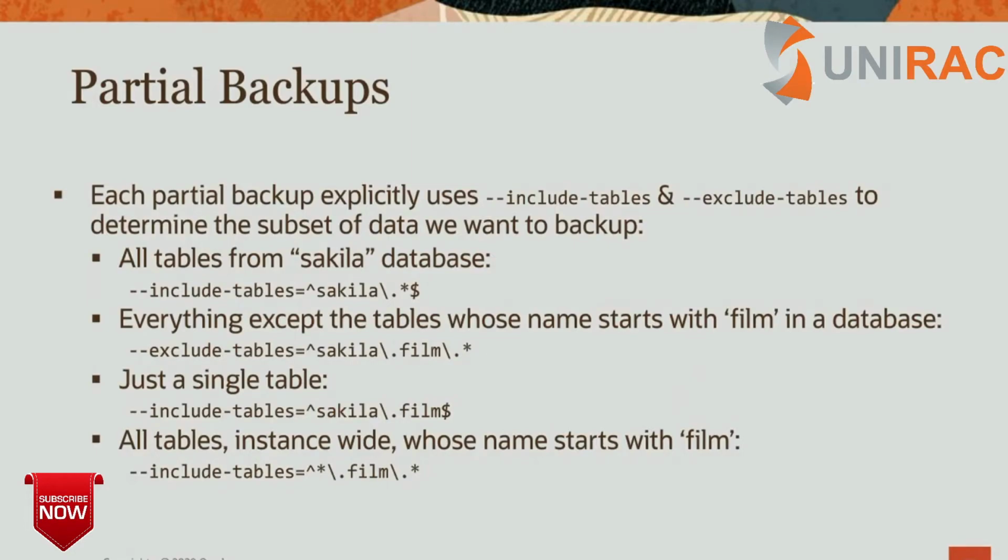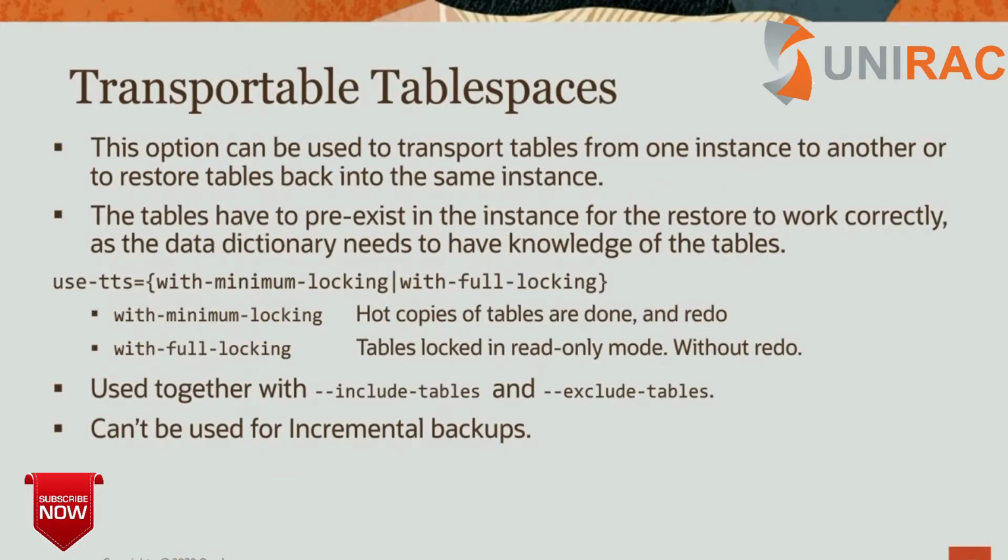So maybe we want to include all the tables within the circular schema. That's it, the circular database. Or, this is an option, we're transporting tables from one instance to another, or restoring tables back into the same instance that have been deleted, or for whatever. Like we said at the beginning, we can do different types of backups depending on what our needs are. If we have key tables we want to keep safe or be extra careful on, this is something we could do in addition to a full backup, for example.